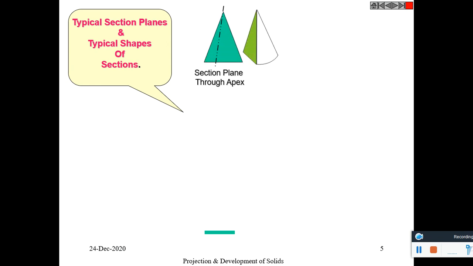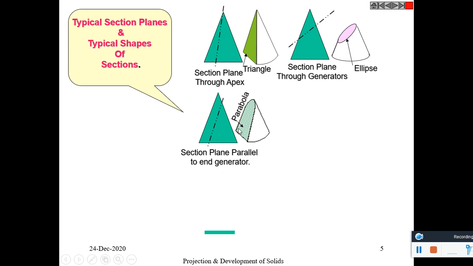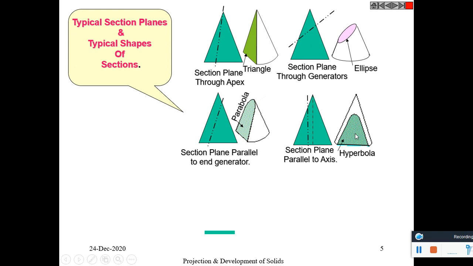Typical section planes and typical shapes of sections. A cone is cut by a section plane which is passing through the apex. Then we get a triangle. Another section plane passing through this direction, we get the shape of an ellipse. In this section plane, we get a parabola. This is the section plane. If it is cut through this direction, we get a hyperbola.